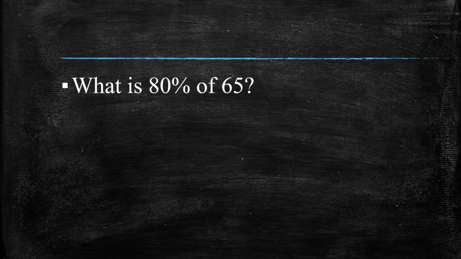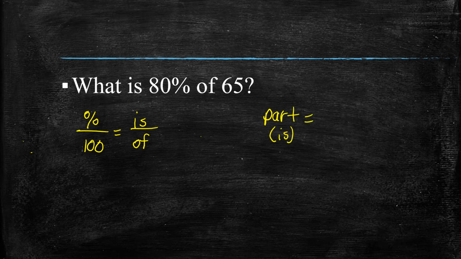So our first question: what is 80% of 65? We talked about using percent proportions and percent equations. You can look back in your notes to see that. The percent proportion is where we do percent over 100 equals is over of. Of course, we know the is is our part, the of is our whole. Or you're welcome to use the equation, which was the part, also called the is, equals percent multiplied by the whole, which is also the of.